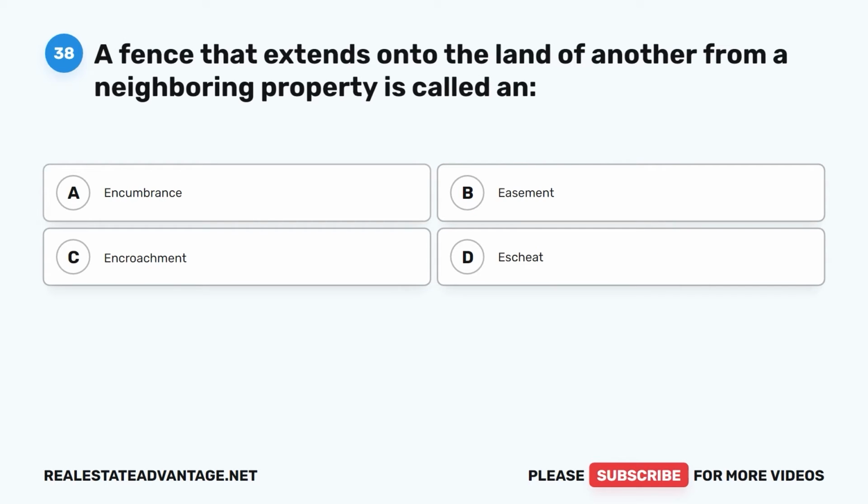Question 38. A fence that extends onto the land of another from a neighboring property is called an A. Encumbrance, B.